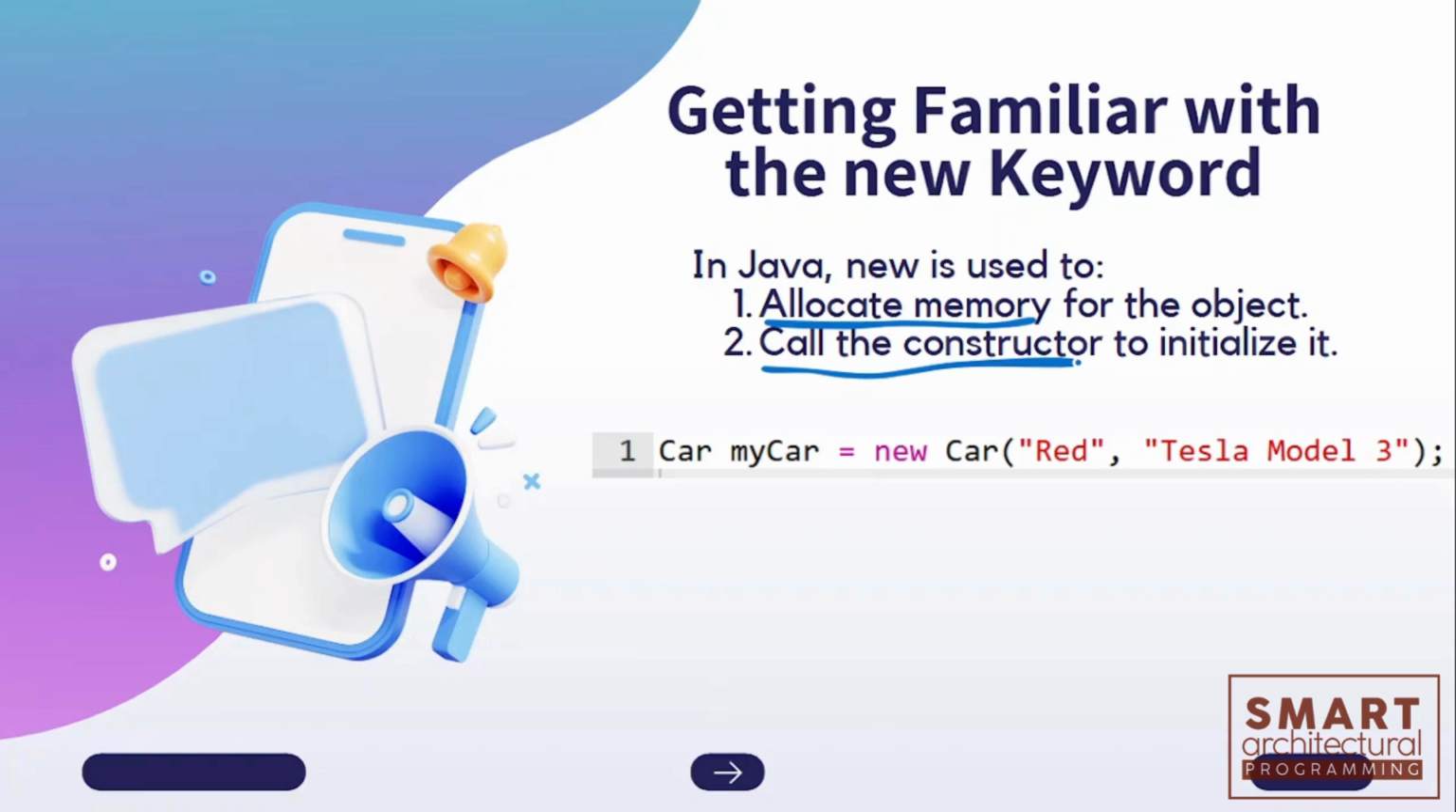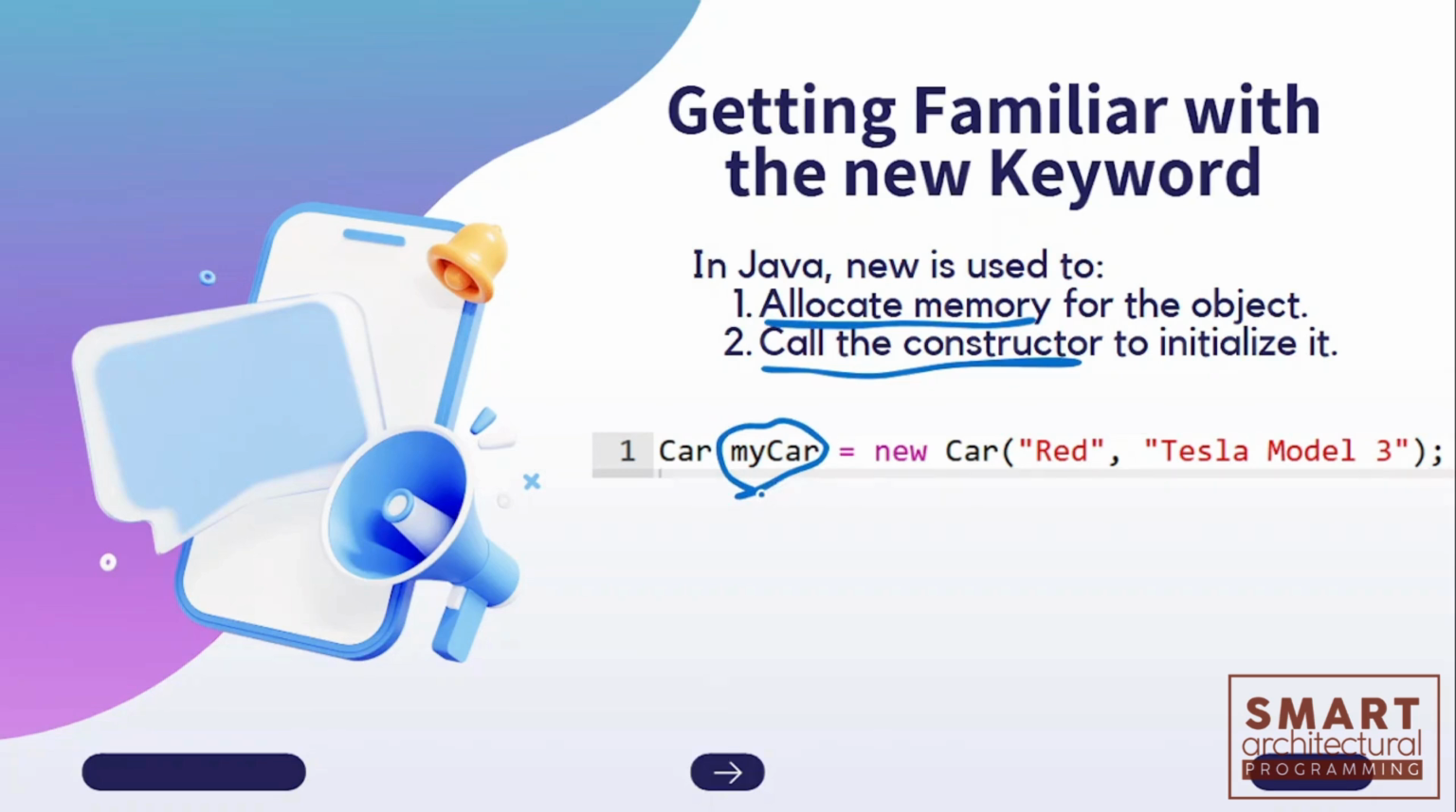Basically, in simple terms, Java reserves memory for a new car object when it encounters the new keyword. It runs the constructor with the given parameters and returns a reference to the object, which is stored in the myCar variable that you might have set here, as you can see. So that is all that the new keyword does.